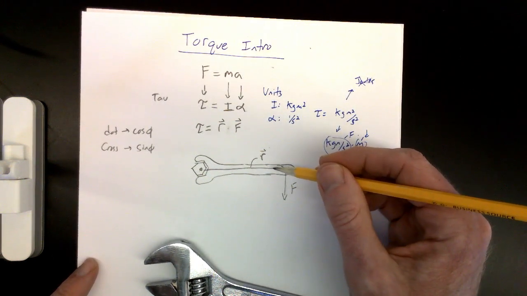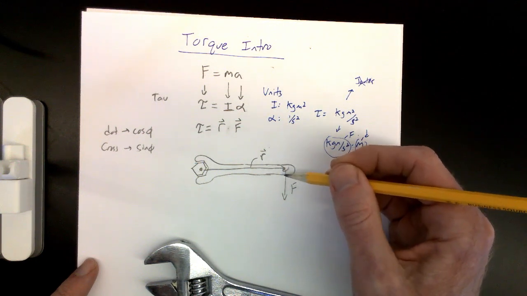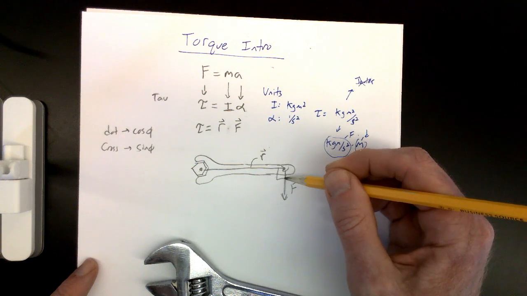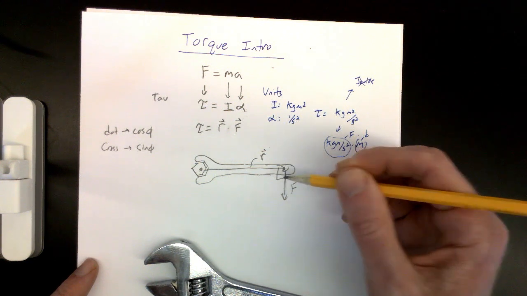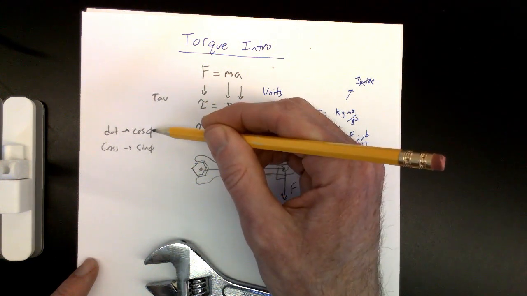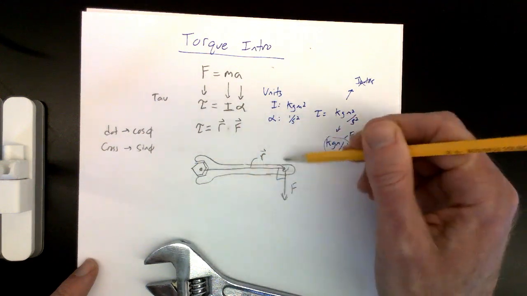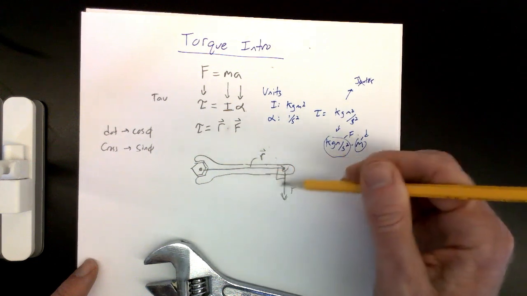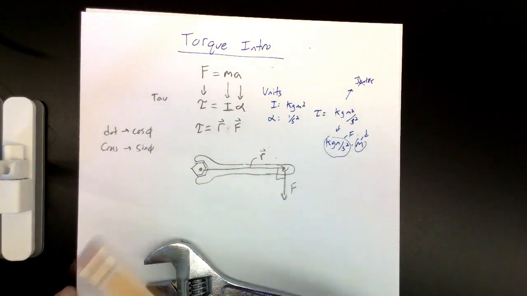In this particular situation, I have my force that's going perpendicular to my radius, so my angle right there is going to be 90 degrees. And if I did the cosine of this, then the cosine of 90 is going to give me 0, and I would get 0 torque in this situation. If I did the sine of it, the sine is going to give me 1, and this is going to be a maximum torque.